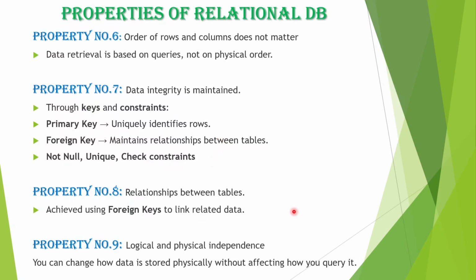Property number 8, a relationship between two tables. The relationship between two tables is achieved using primary keys and foreign keys. Those things we will see in further videos.